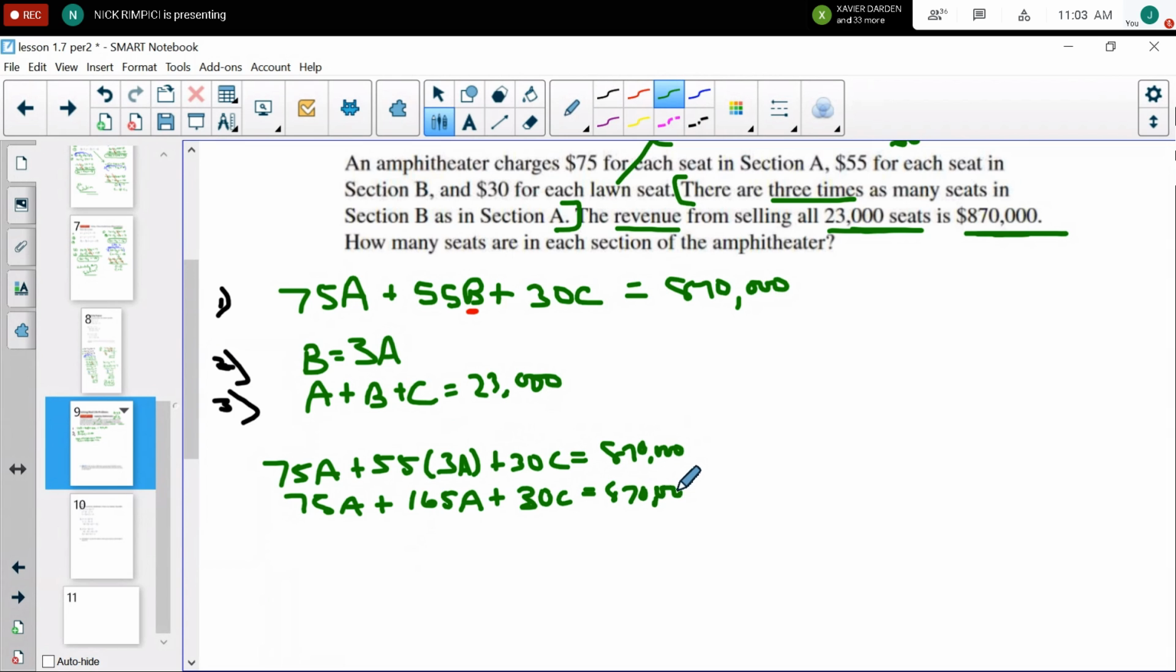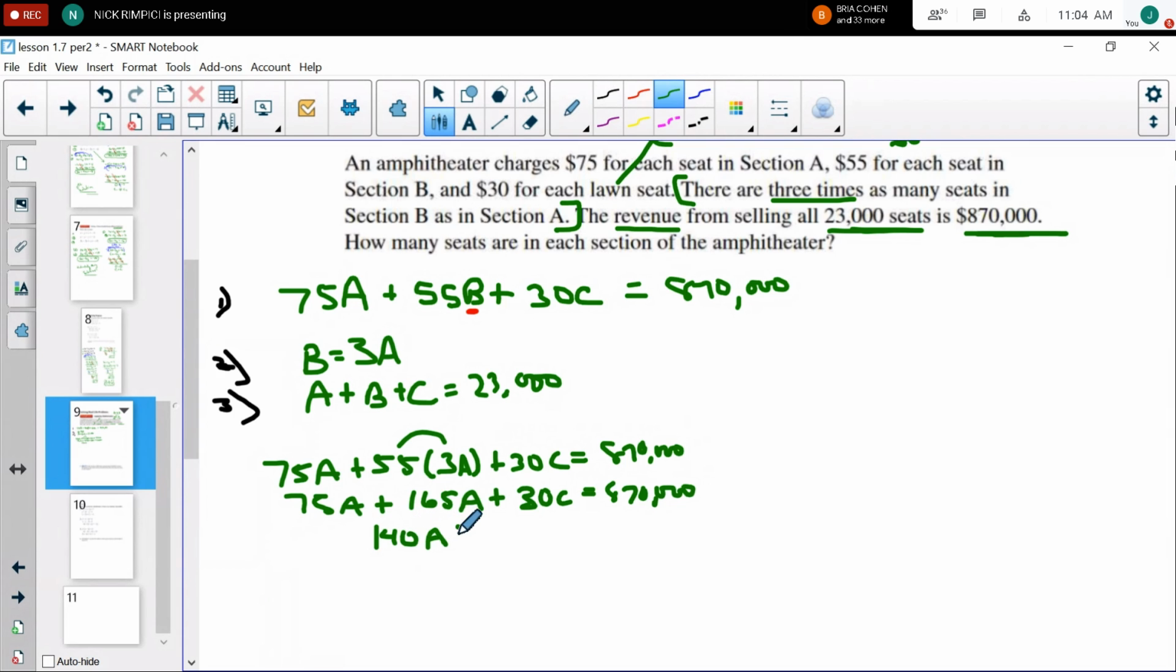I simply multiplied 55 times 3A. That's all I did. I multiplied these two things and I got 165A. And why did I do that? Because now everything is in terms of two variables. It's A and C only. And I can combine 75A and 165A. If you add 75A and 165A, that's 140A if you put it together.